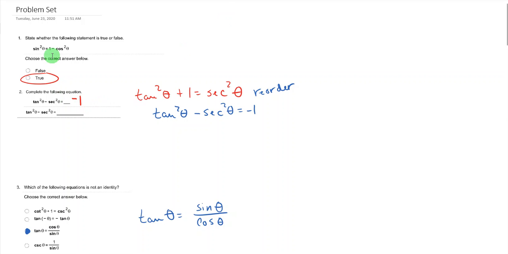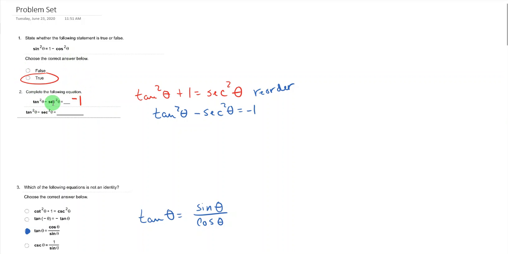All right, number 1, state whether this is true or false. Sine squared theta equals 1 minus cosine squared theta. That is true because the identity says sine squared theta plus cosine squared theta equals 1. So have your identity sheet really close to you so that you can reference it while you do these. So that's a true.